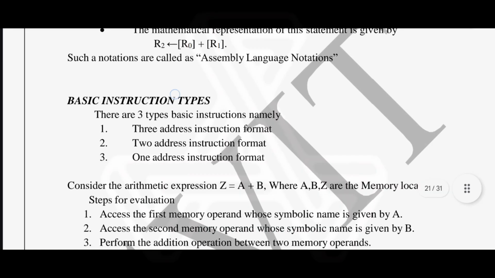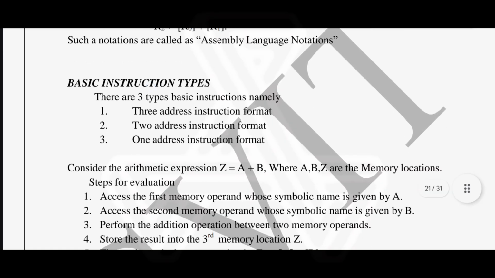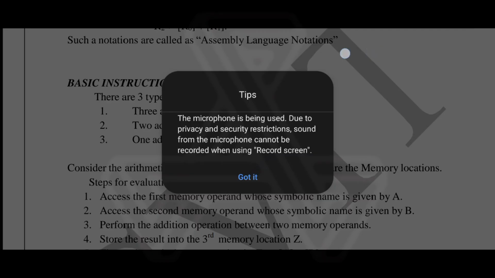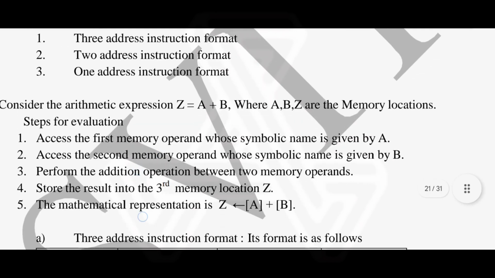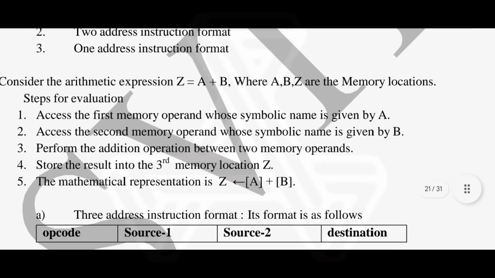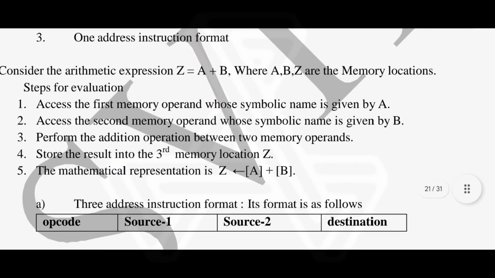Basic instruction types. There are three types of basic instructions, namely 3 address instruction format, 2 address instruction format, and 1 address instruction format. Consider the arithmetic expression Z equals A plus B, where A, B, Z are memory locations. Steps for evaluation: access the first memory operand whose symbolic name is given by A.